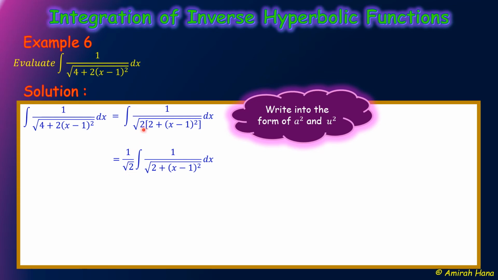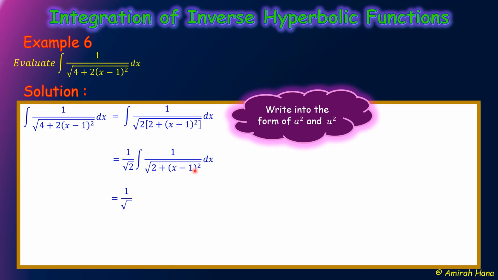Why root 2? Because 2 here is inside the root symbol. So when we move out, it should be 1 over root 2. And this is a constant because there is no variable x here. So that's why we can move it out from the integration sign. Remember, never move out a variable from the integration sign. We can only move out a constant from the integration sign. So after we move out the constant, inside the symbol now we have 2 plus bracket x minus 1 squared.